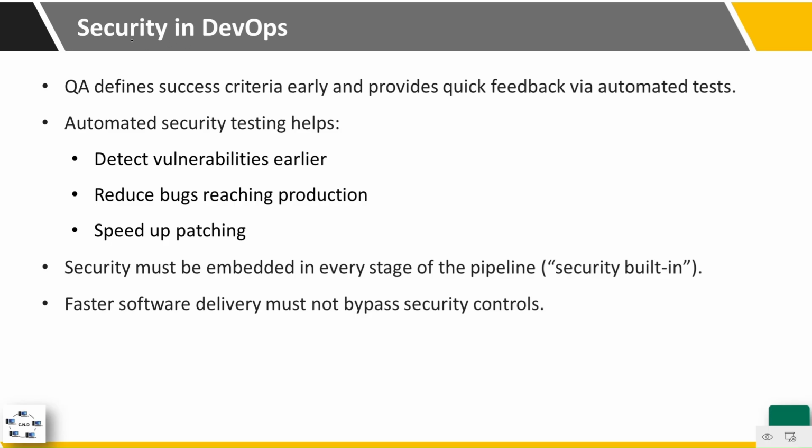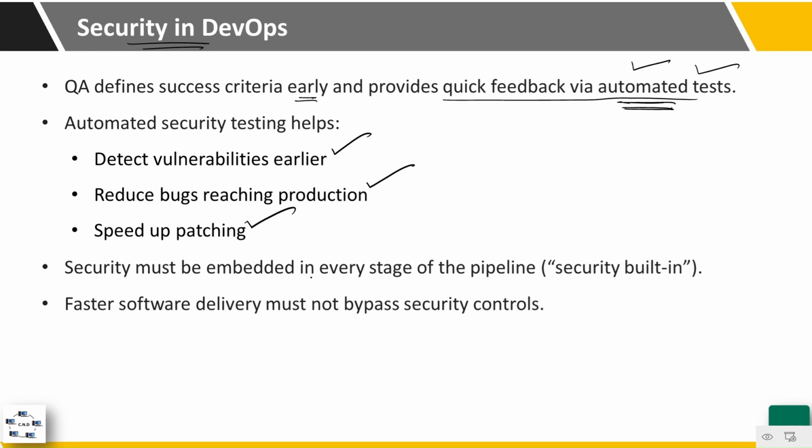So how do we implement security in DevOps? QA defines success criteria early and provides quick feedback via automated tests. The emphasis here is on automated tests. When the tests are automated, it means we can run these tests frequently and during each phase, and they provide quick feedback. Automated security testing helps detect vulnerabilities earlier. It reduces bugs reaching the end production system, and it speeds up patching.